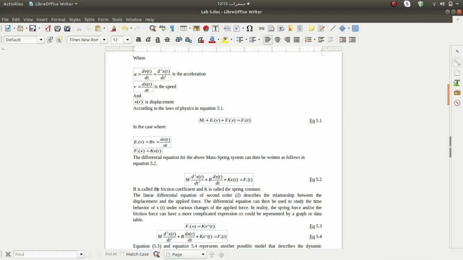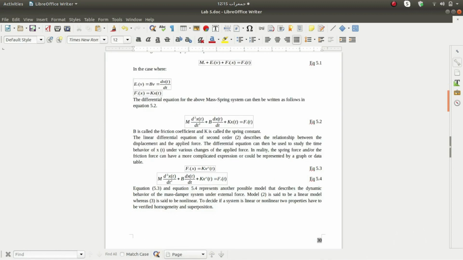This equation is a linear relationship between these two quantities, but in a real scenario these relationships will be more complicated and can be non-linear. If they are non-linear, then we have a quantity y as x raised to a power, which shows that the spring force or the frictional force can be a non-linear quantity, and it will depend on the value of y.